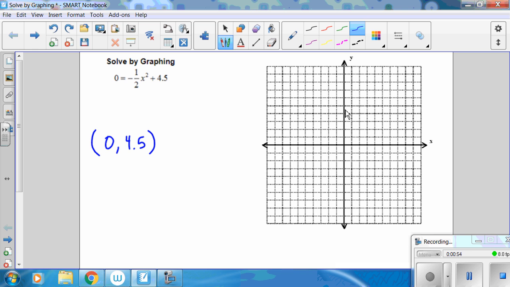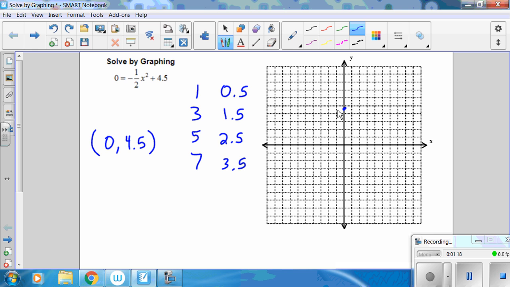0, 4.5, so it's right here between 4 and 5. And then we know this is going to open down because, look, it's negative 1/2. Okay, so there's a negative in front of x squared. Typically the pattern is 1, 3, 5, 7, but since you have a half, it's 0.5, it's 1.5, 2.5, 3.5.